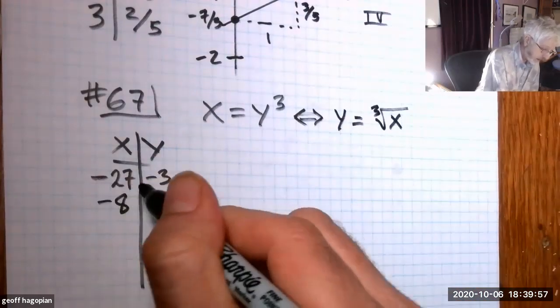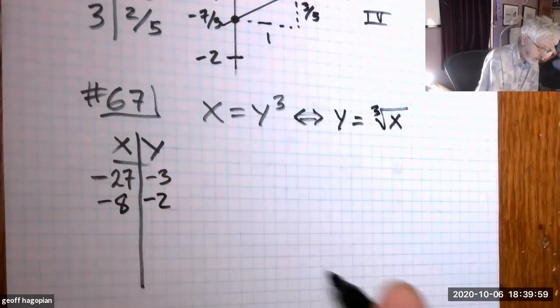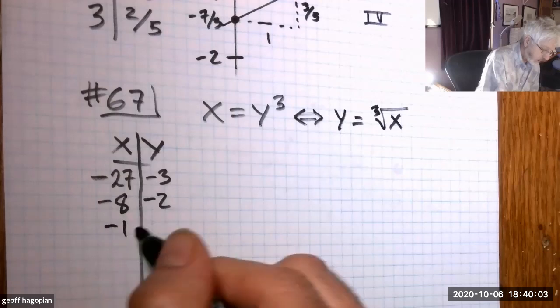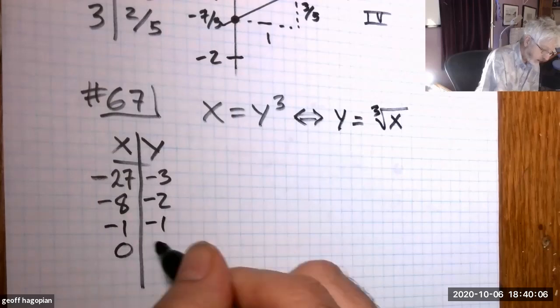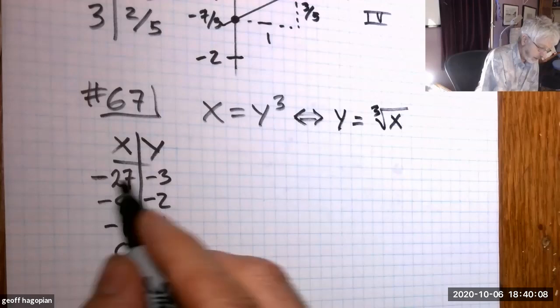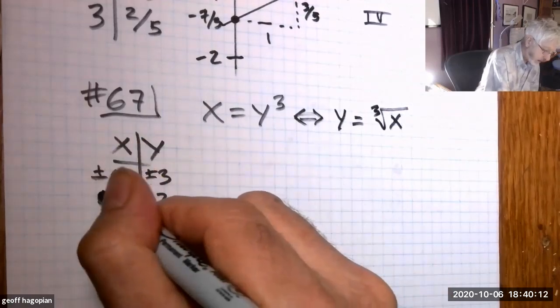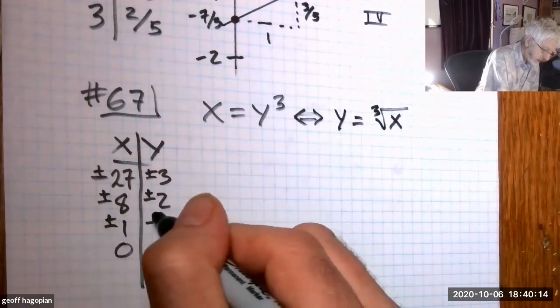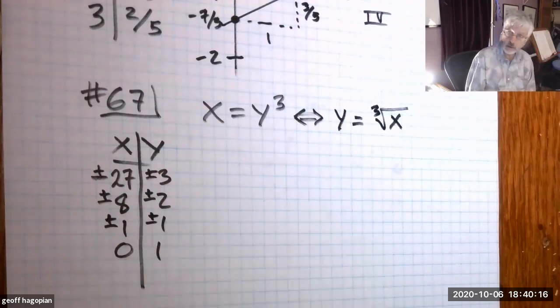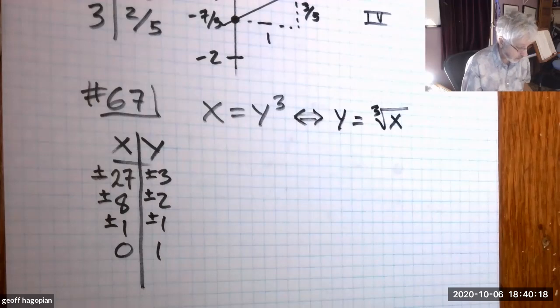Negative 8 is the next perfect cube, and that's the cube of negative 2. Negative 1 is the cube of negative 1. 0 is the cube of 0. And all of these could be positive or negative, right? So we could just put a little plus or minus sign here and say we got a twofer for all of those. So how do we make the graph?